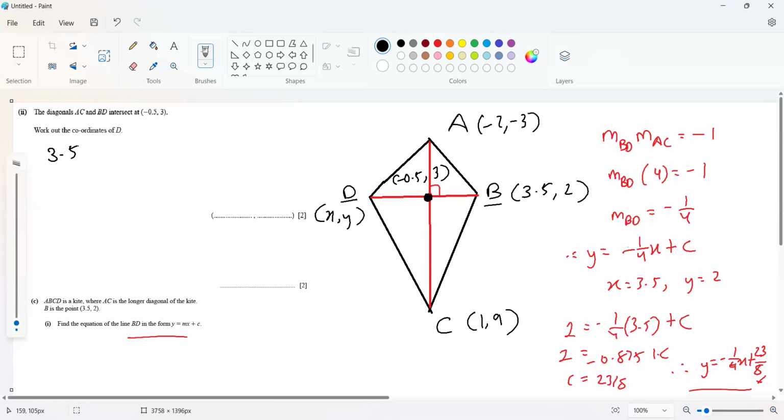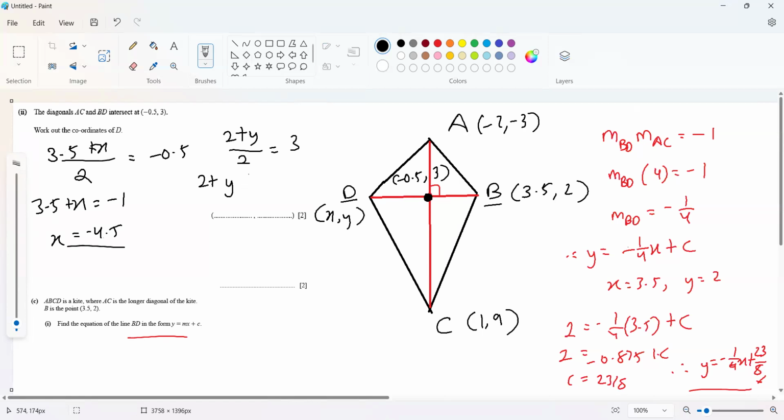In other words, (3.5 plus x) divided by 2 equals -0.5, whereas the other one is (2 plus y) over 2 equals 3. So we have 3.5 plus x equals -1, x equals -4.5, whereas for y, 2 plus y equals 6, so y equals 4. Therefore, our coordinate is (-4.5, 4). So that's done, and that is the full analysis of our question really. So that is finally done for question number 7, right?